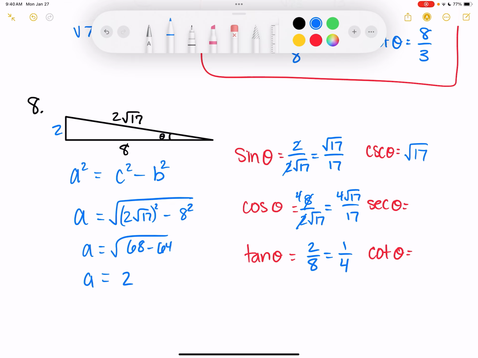So as far as I'm concerned, this is 4 over the square root of 17. So what would secant be? Square root of 17 over 4. Now, cotangent. 4.